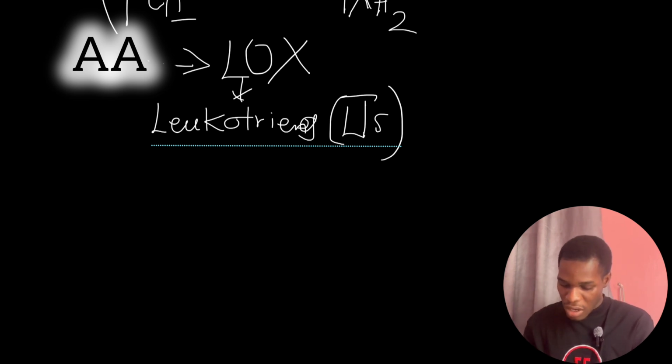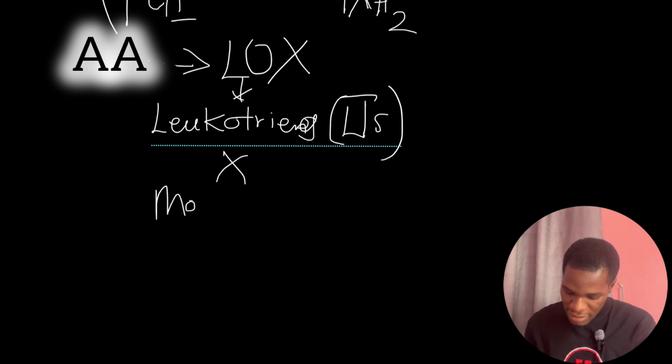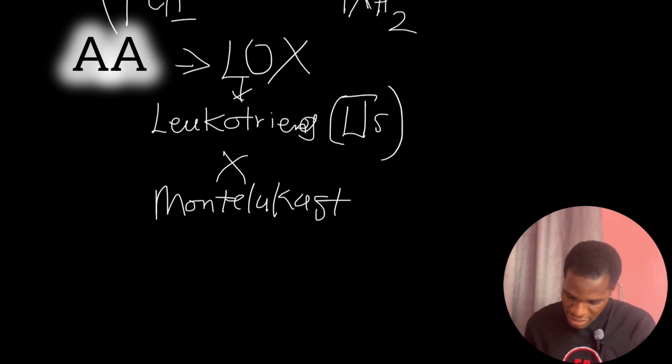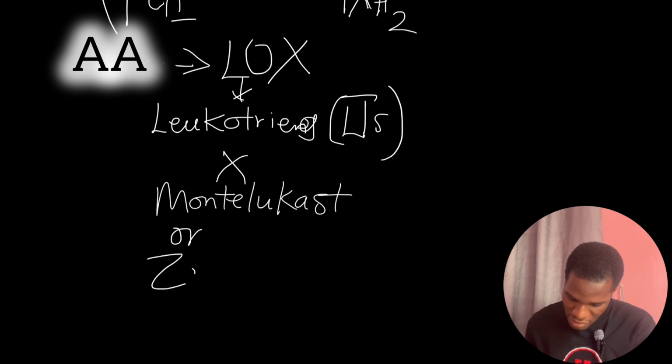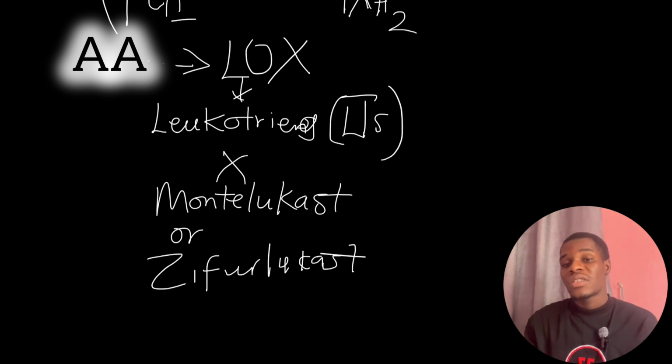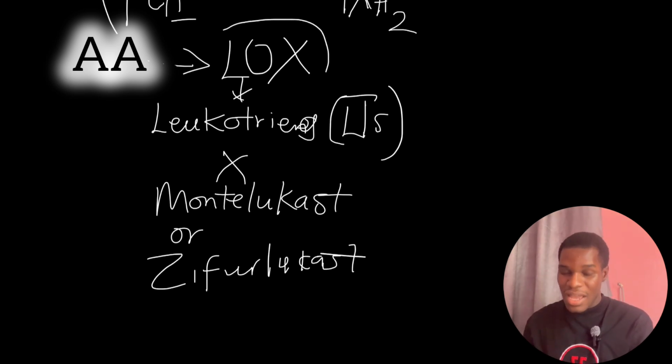We use the LT inhibitors, so they are inhibited or blocked by montelukast, or I think zafirlukast. They are inhibited by these two drugs, and of course, there are also drugs that inhibit the LOX enzymes.